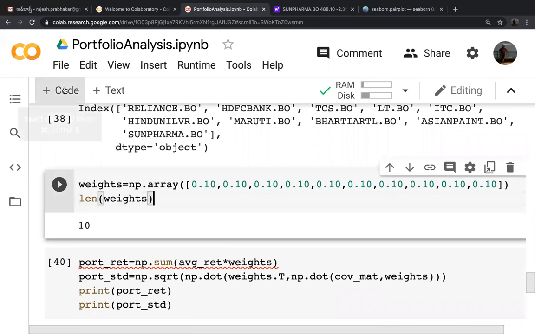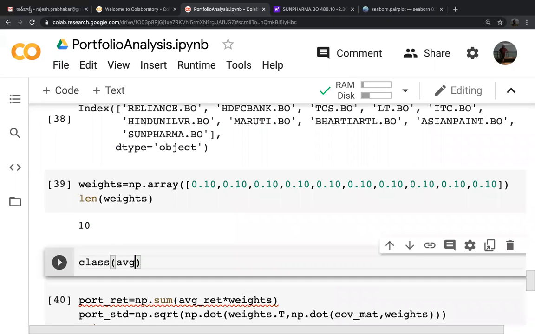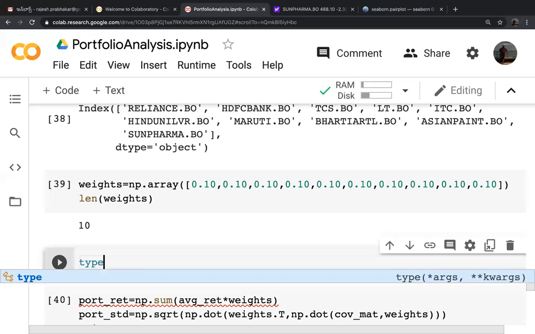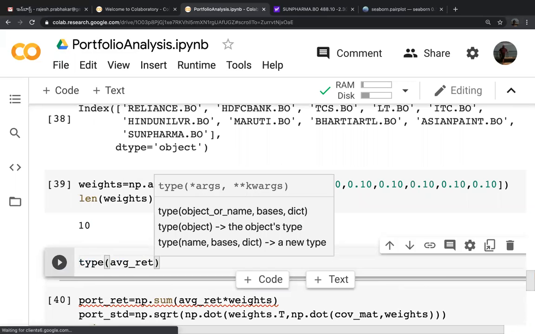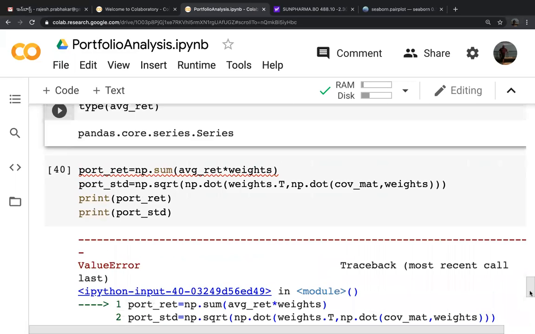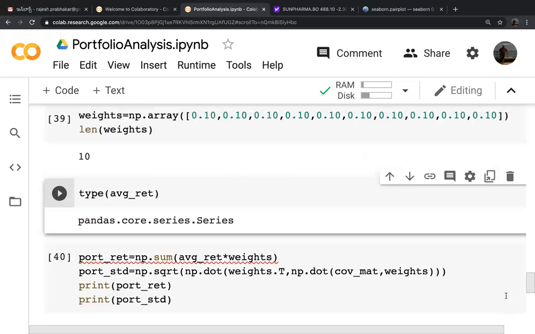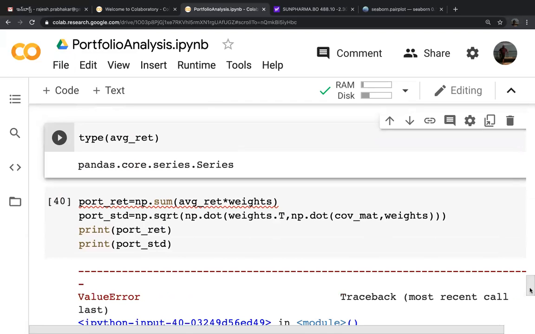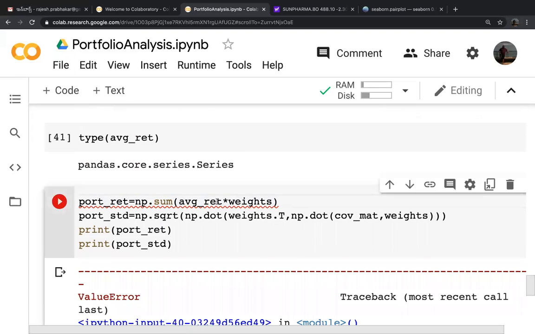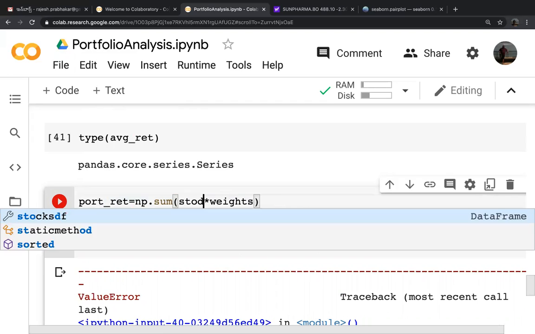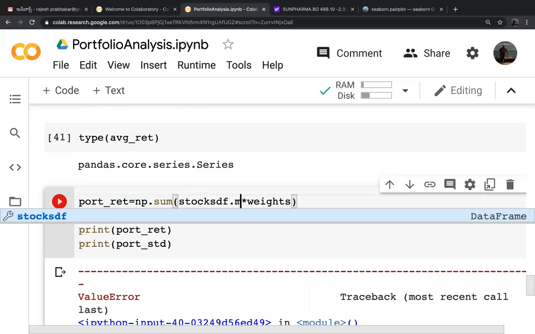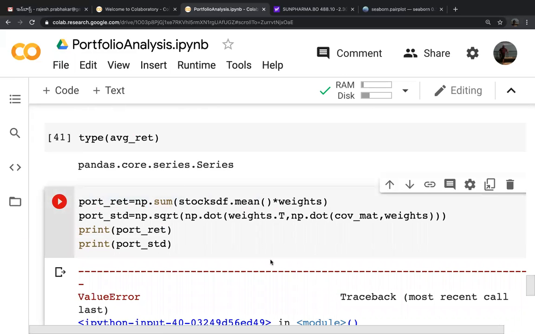So what we will do is, one second, class of average type of avg_ret_series. So we have to calculate stocks_df. Okay, got it. So we will change some small things here. Let us do the small adjustments. We will say portfolio return is equal to stocks_df.mean into weight.